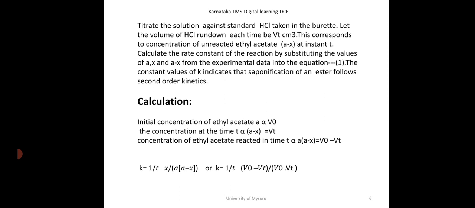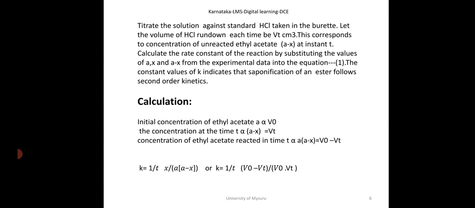Calculate the rate constant of the reaction by substituting the values of a, x and a minus x from the experimental data into equation 1. The constant values of K indicate that saponification of an ester follows second order kinetics.